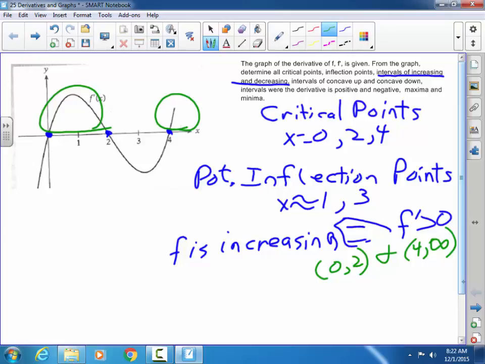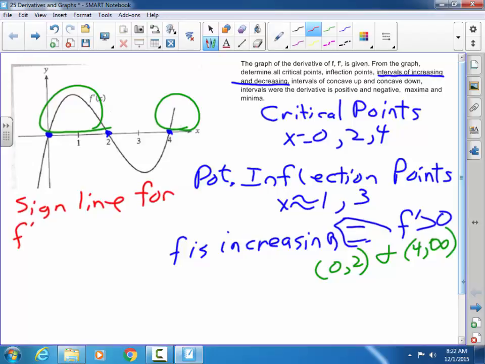Now, for some of us, this might be an easier thing to do, actually, to figure out the increasing and decreasing. Something I like to do is go ahead and make a sign line for f prime.